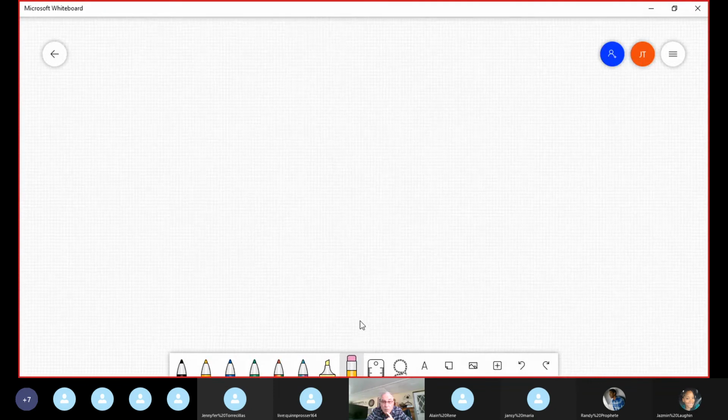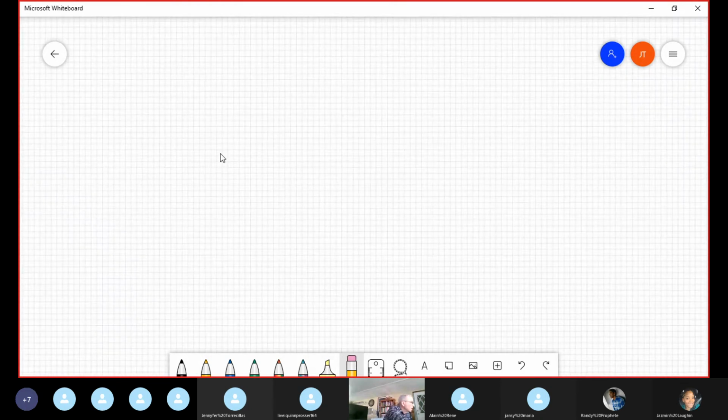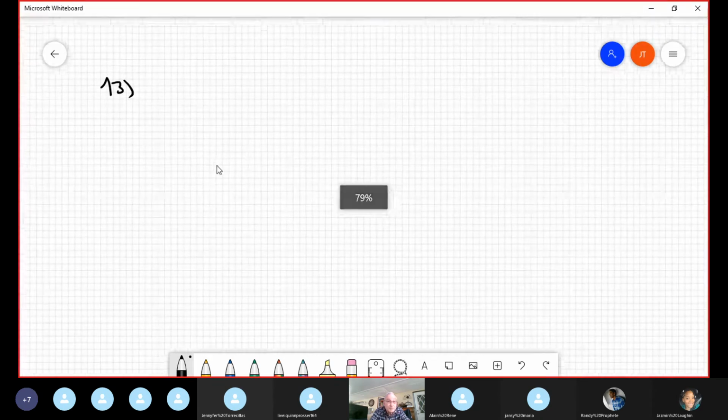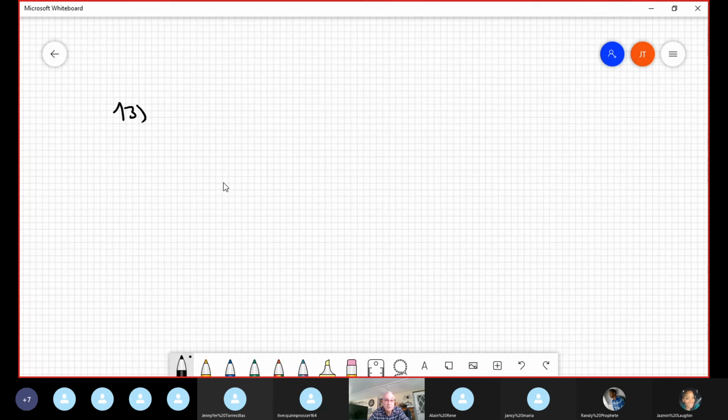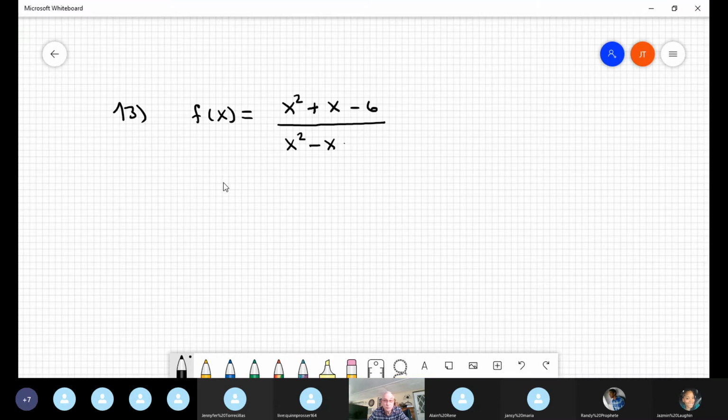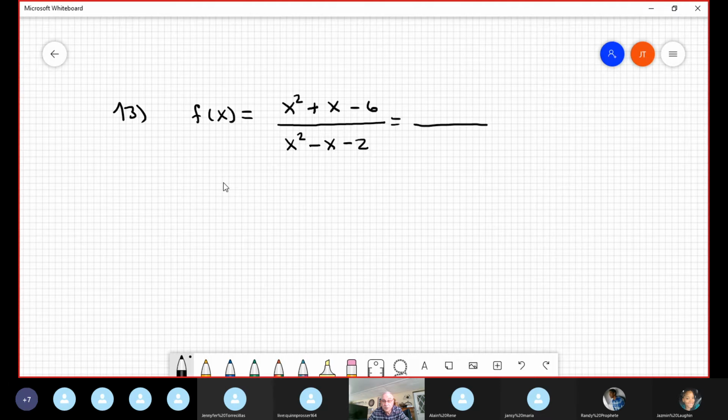Okay, so move on to number 13. 13 is f of x is equal to x squared plus x minus 6 over x squared minus x minus 2. Well, the first thing you should do is factorization.